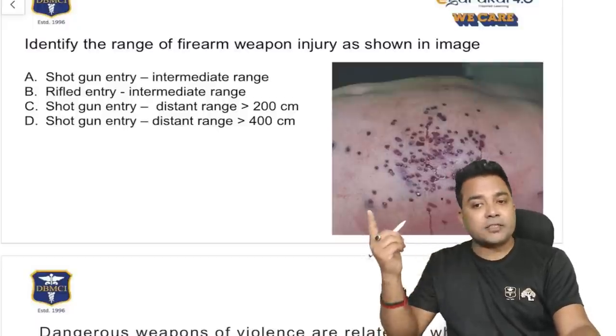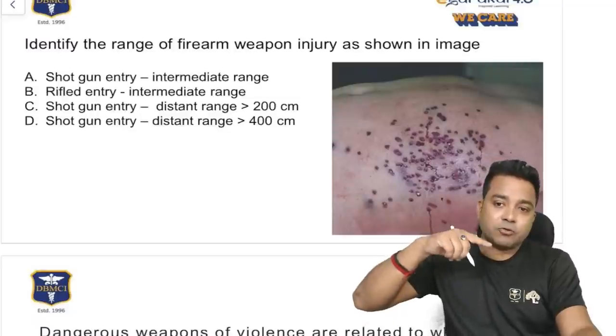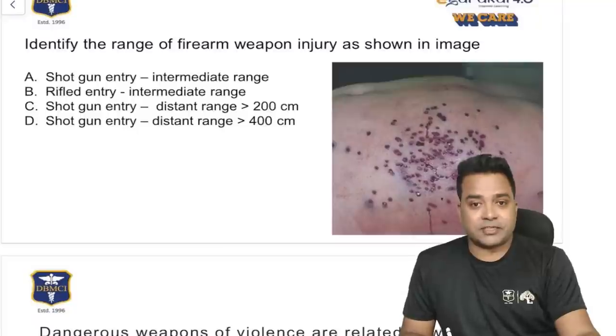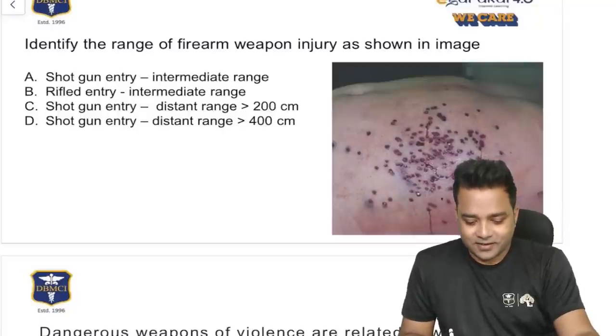For ruling out pregnancy, you can do UPT. You can do USG. That is allowed. That is not a part of examination. Here the correct answer goes with.